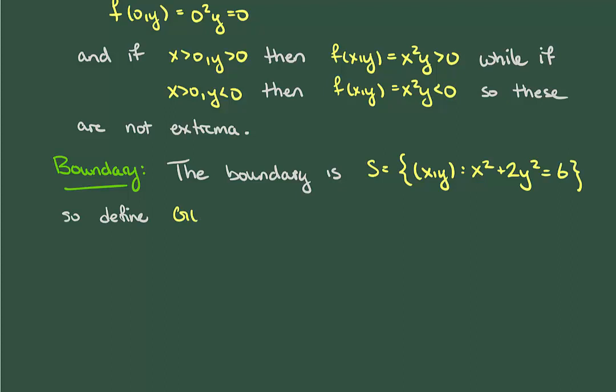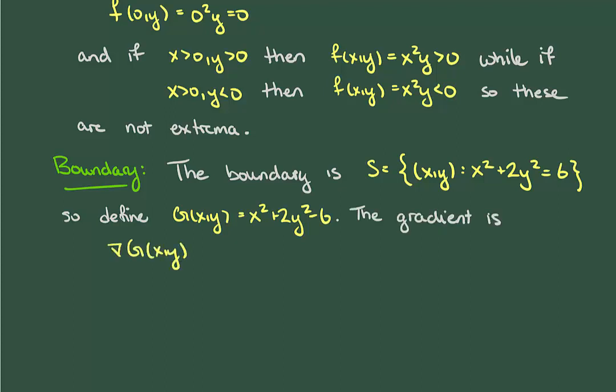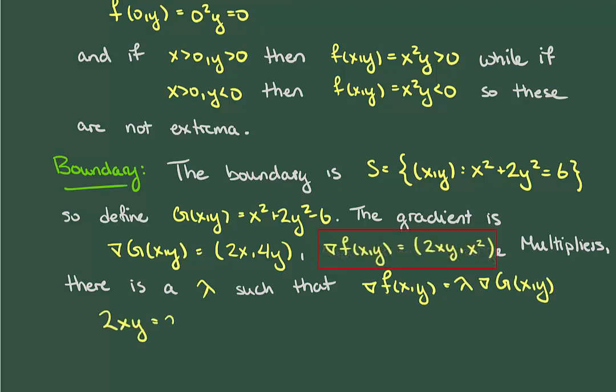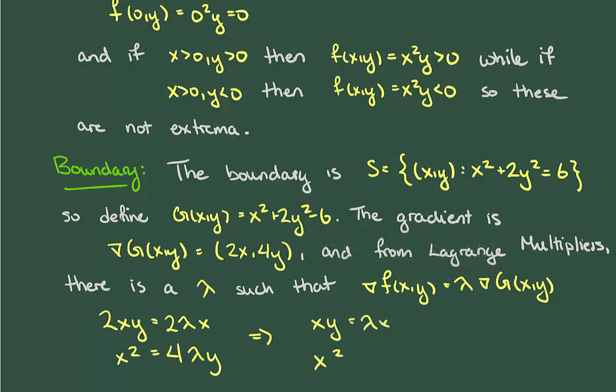The function g, which describes the boundary, is x squared plus 2y squared minus 6. Differentiating to find the gradient gives 2x, 4y. So invoking Lagrange multipliers, there's some number lambda such that the gradient of f is equal to lambda times the gradient of g. Setting these to be equal gives us two nonlinear equations, which we can simplify as follows. Together with the constraint function, we have to solve this system for x and y.